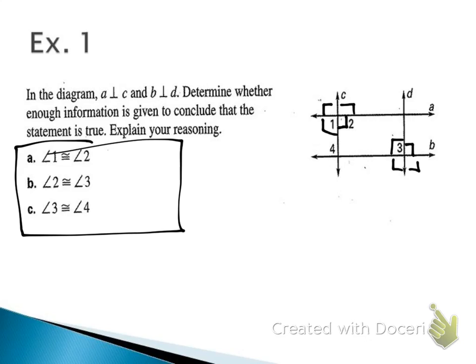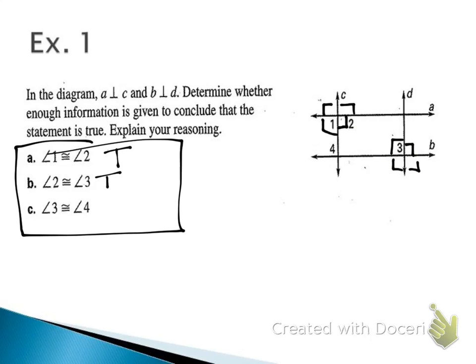Now, do we know that angle 1 and angle 2 are congruent? Yes, they're both 90 degrees. All 90-degree angles are congruent. That was the first theorem on the last slide. 2 and 3, do we know that 2 and 3 are congruent? 2 is here, 3 is here. How do you know that those are congruent? They're both right angles. All right angles are congruent.